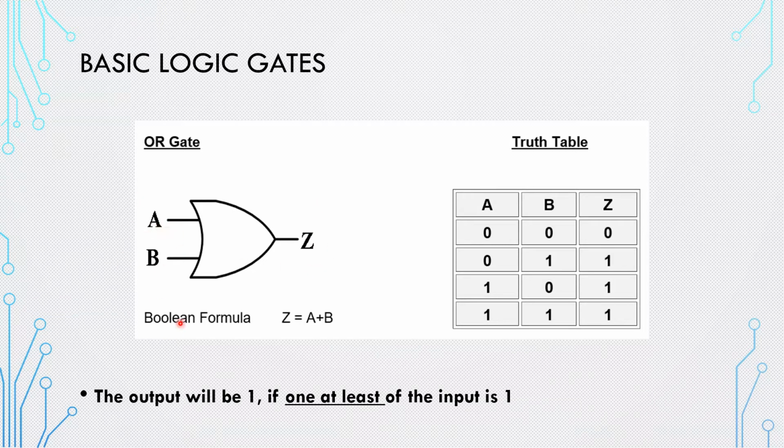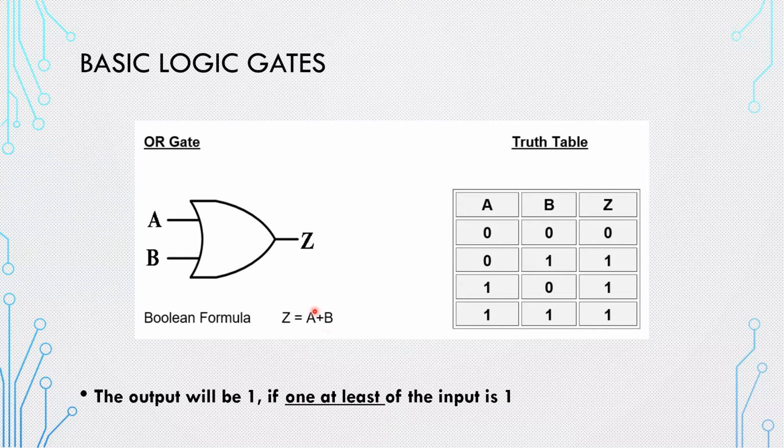If both of them are 1, this is more than I need, but you give me at least 1, so the output is going to be 1. So this is the truth table for OR. Whenever you see that the output is 1 when you have at least one 1 at the input, it means that you are using the OR logic gate. And how do we represent it in a Boolean formula? We represent it as summation.